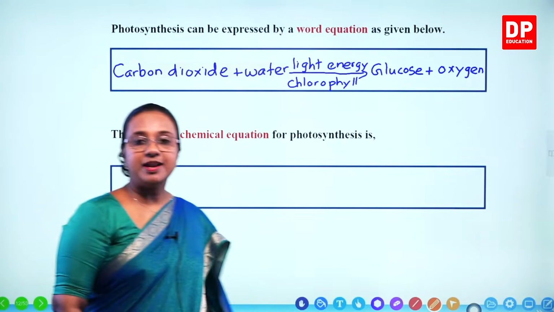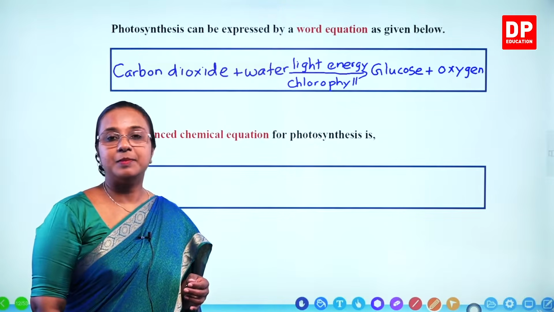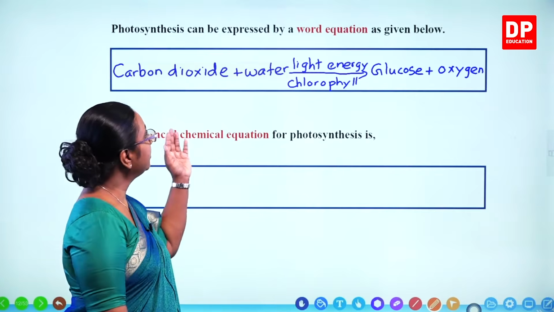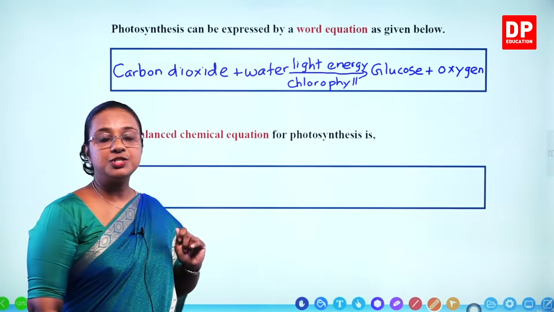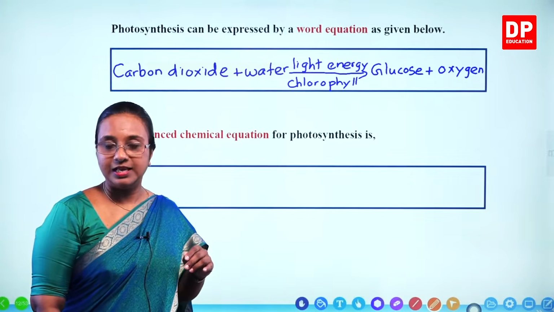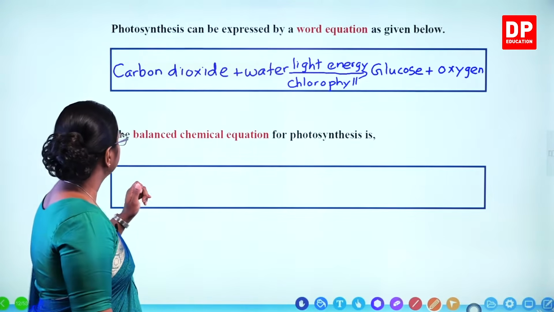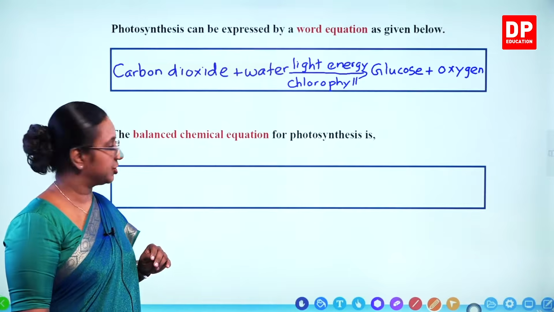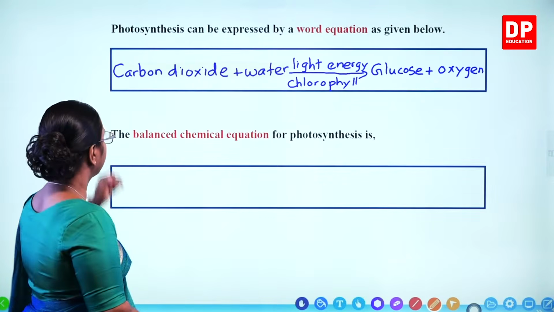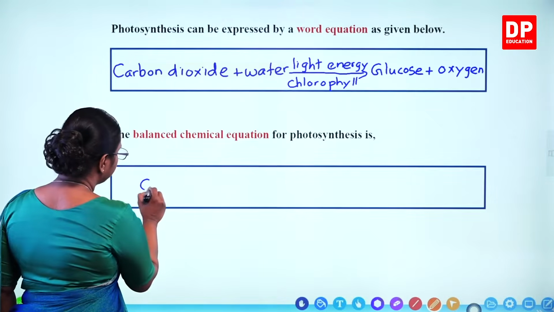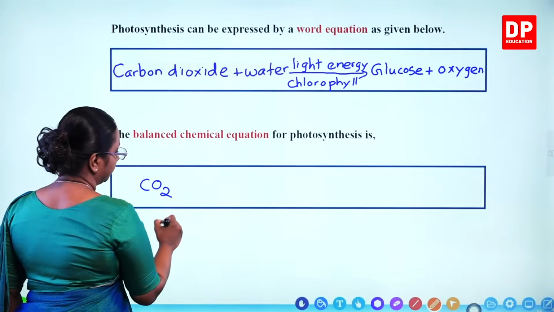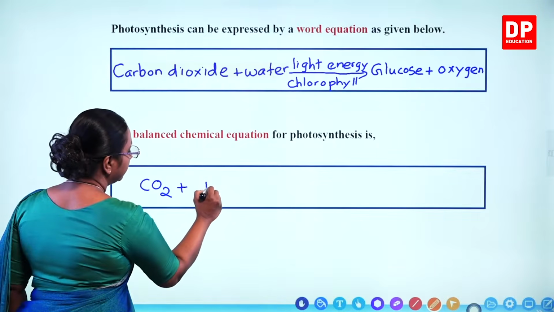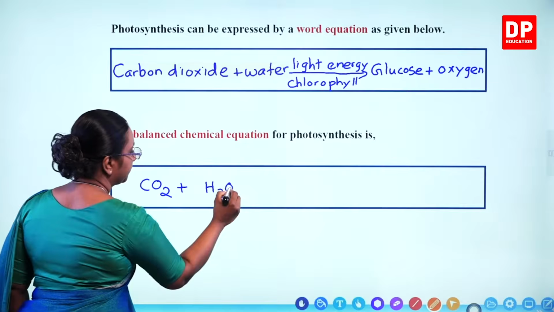Glucose is the main product, oxygen is the byproduct. So when they ask you to write the word equation, you have to write everything in words. Similarly, we can write the balanced chemical equation. So here for carbon dioxide, you all know it's CO2 and water H2O.